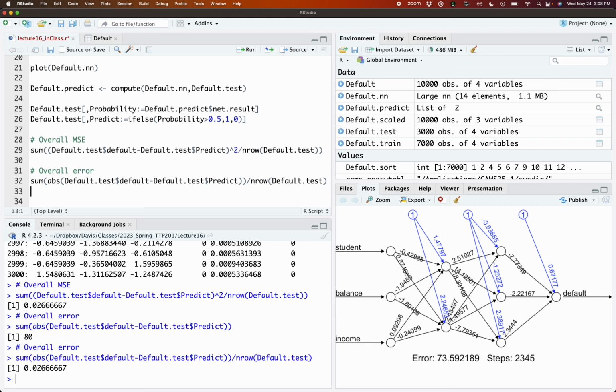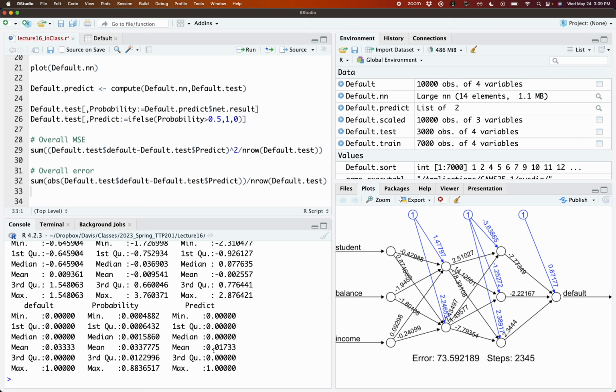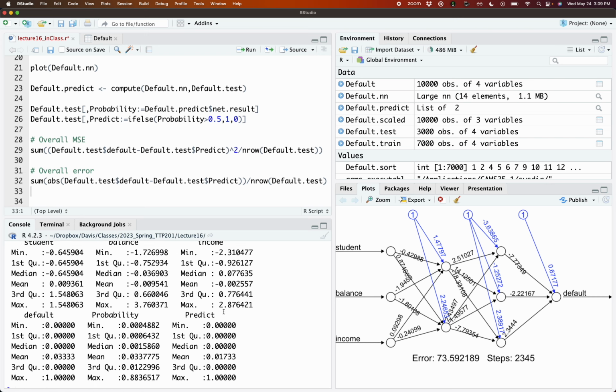So this is one thing that you have to keep in mind. What is the default error rate? If I were just to say 0 for everyone, if I were to straight up say 0 instead of 1, how many would I get wrong? Right. So if I just said 0 for everyone, I would have a 3.3% error rate.